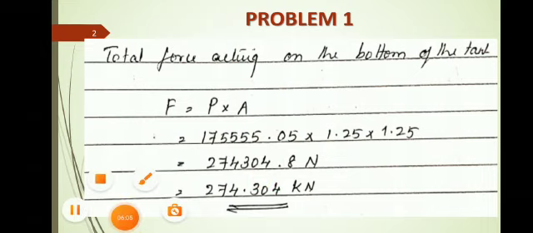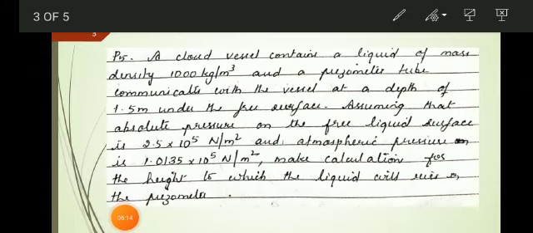So I hope this problem is clear to all of you. Now we'll go to the second numerical problem. So this is the question for the next problem.